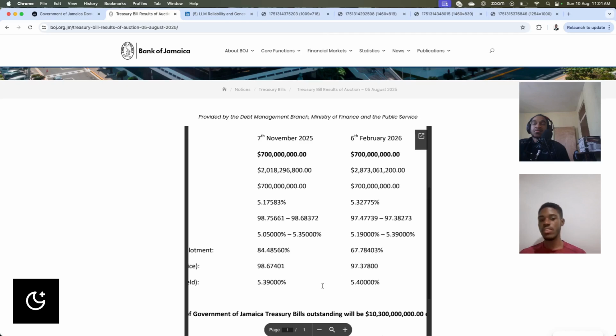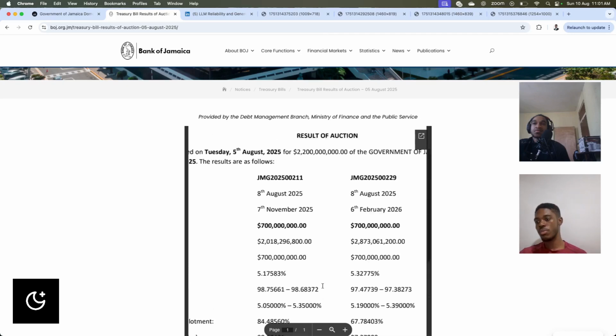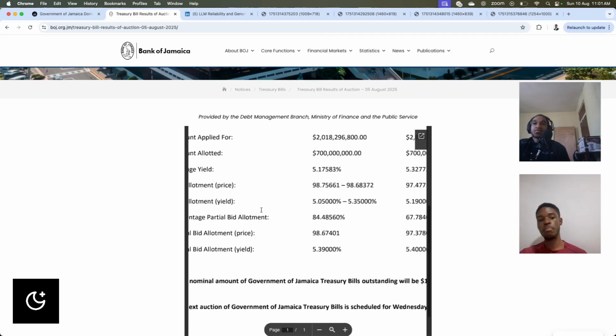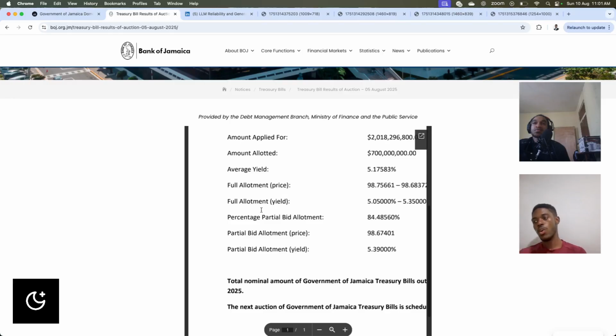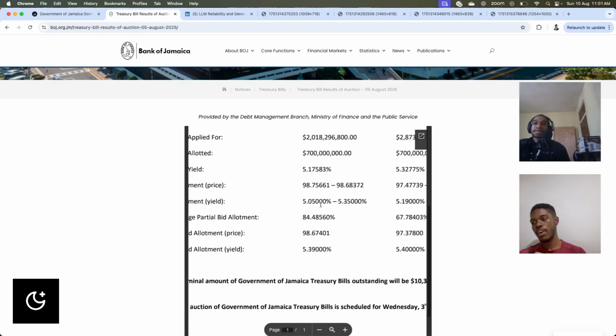So you can have a conservative bid. For instance, for this 3 month treasury, the bids that got full allotment were between 5% and 5.3%. So if you wanted to get allocation, you'd need to have your yield within that range. That's what you need to consider, but you can talk to your broker and they can suggest a yield to bid at.